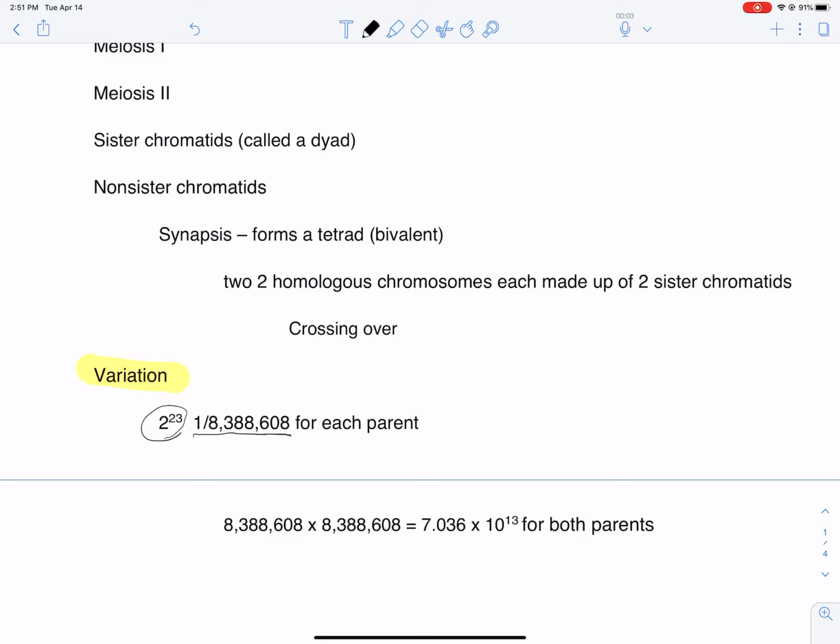Okay, and then if I'm taking a look at any of my children, I have to take that and square it, because this is the probability for me, and then I'd have the same probability for my wife. So when I take those times each other, the odds that any one of my children have the exact same chromosomes are astronomical. 7.036 times 10 to the 13. So it's just not going to happen. It's a huge advantage of sexual reproduction. That's why our offspring are all so much different.